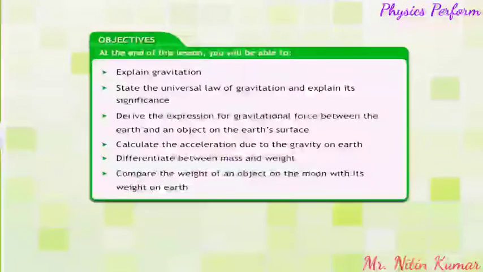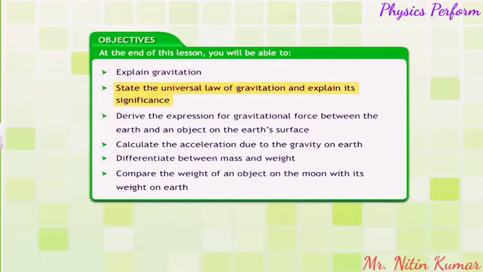At the end of this lesson, you will be able to explain gravitation, state the universal law of gravitation and explain its significance, derive the expression for gravitational force between the Earth and an object on the Earth's surface, calculate the acceleration due to the gravity on Earth, differentiate between mass and weight, and compare the weight of an object on the Moon with its weight on Earth.